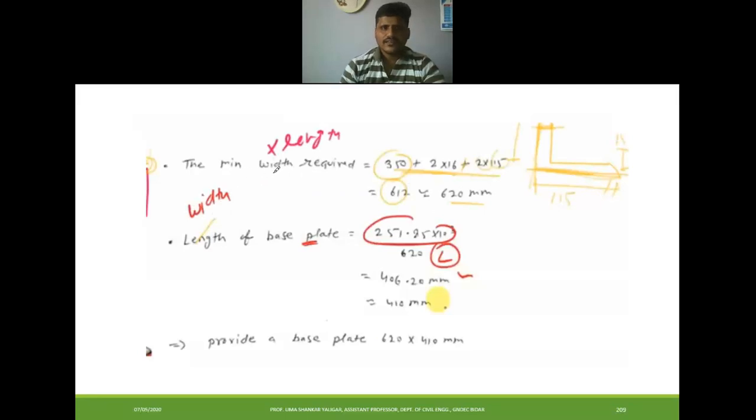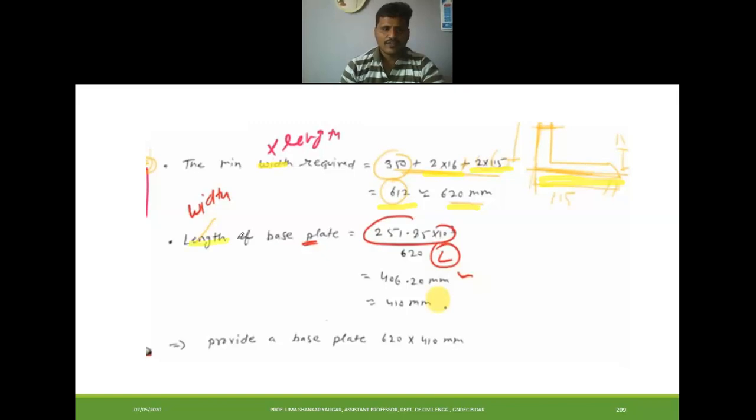Then we need to make this correction. This is the minimum length required. What is the minimum length required? We know that the depth of the section is 350, plus we have taken the gusset plate thickness as 16, two sides gusset plate we are providing. This will become 2 times 16, plus 2 times 115, because here I have taken an angle of 115 width. This will give the minimum length of the plate, that is 612, but I have taken 620 to take care of the 4 extra projection.